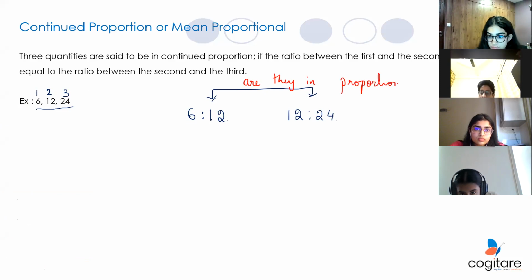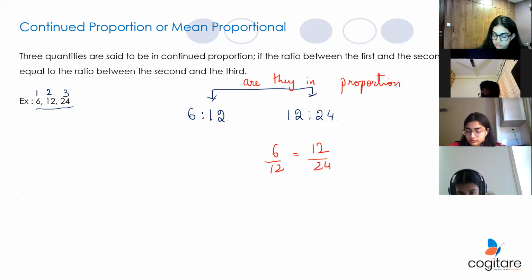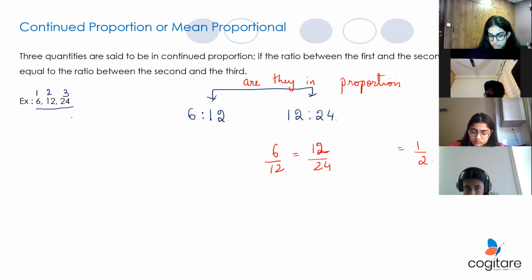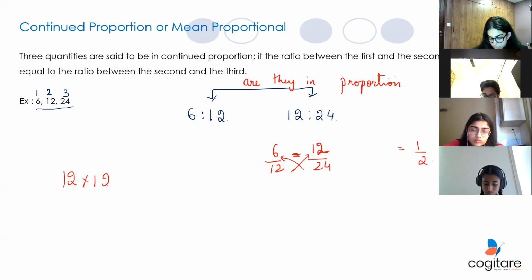Yes, ma'am, they are. 6/12 is indeed equal to 12/24 because basically it's 1/2. Such a combination of 3 numbers are said to be in continued proportion. As you can see here, when 3 numbers are in continued proportion and I cross multiply, that is, product of the means is product of extremes, 12 into 12 is equal to 6 into 24. Right, guys? 144 is 144.